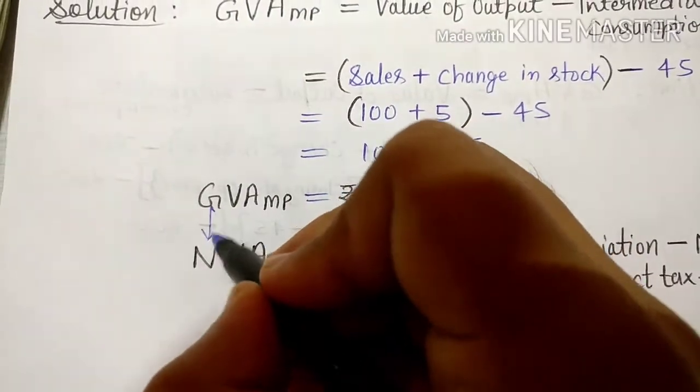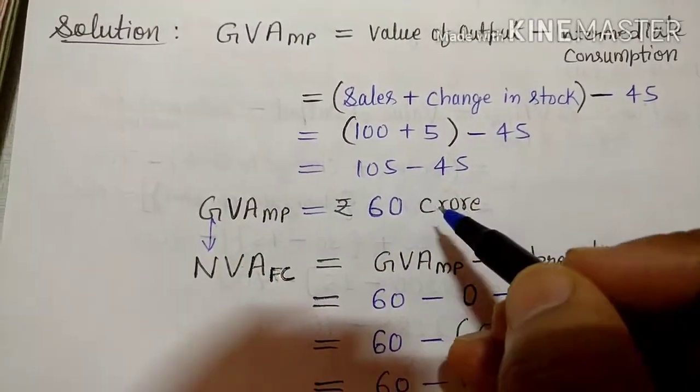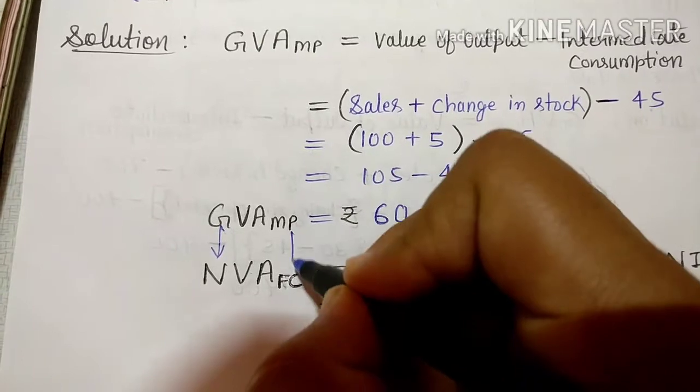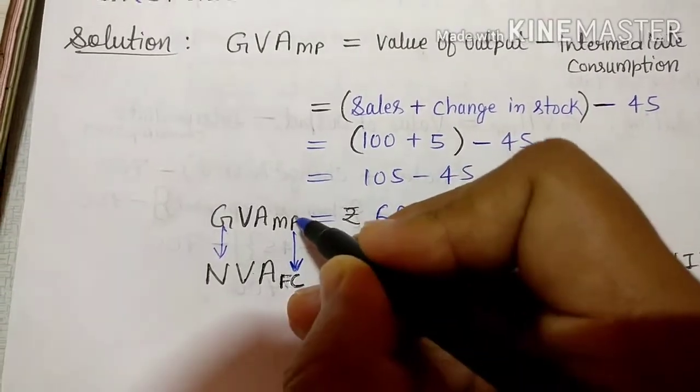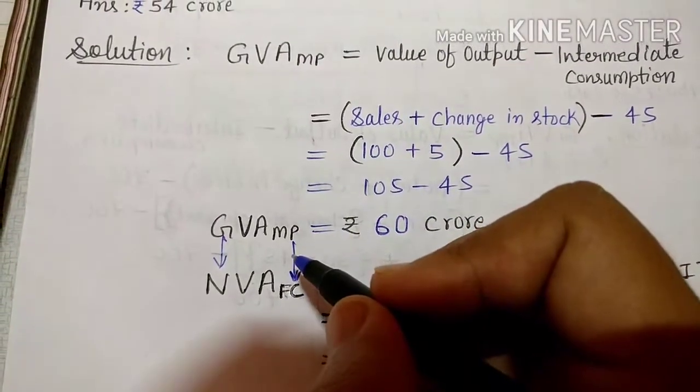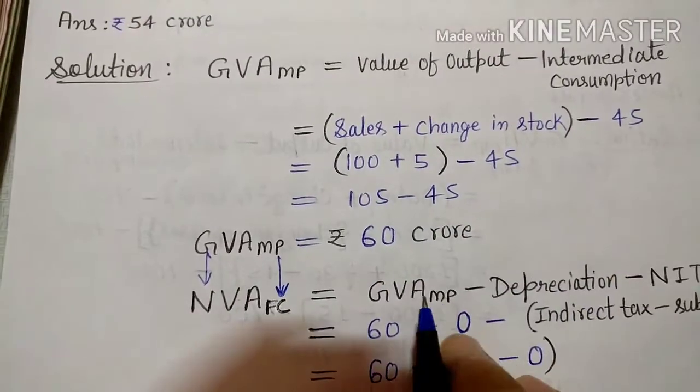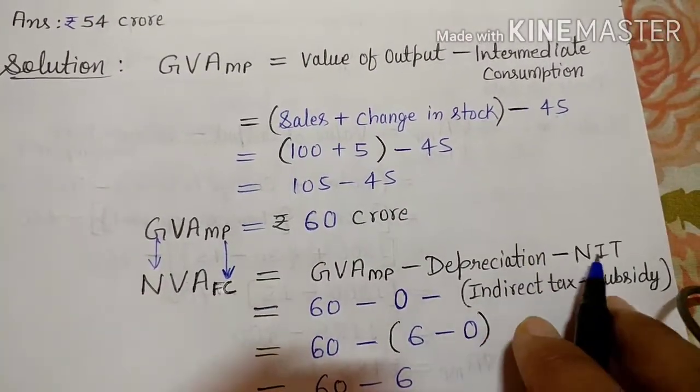convert this gross into net. So we have to subtract what? Depreciation. And then we have to convert this MP into FC. So we have to subtract what? NIT, which means net indirect tax. So we have written GVA at MP minus depreciation minus net indirect tax.